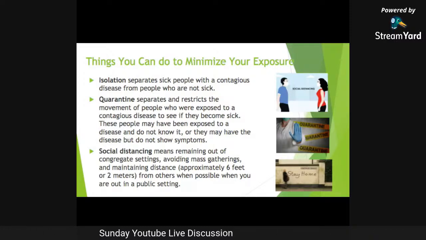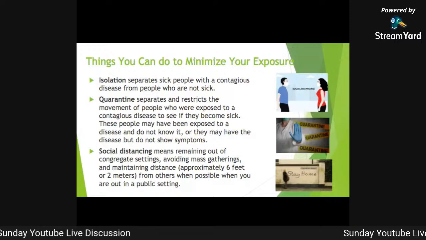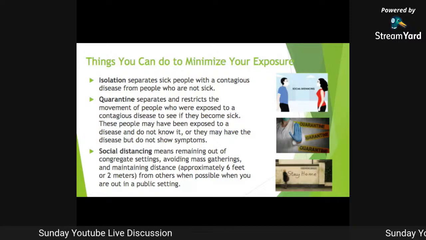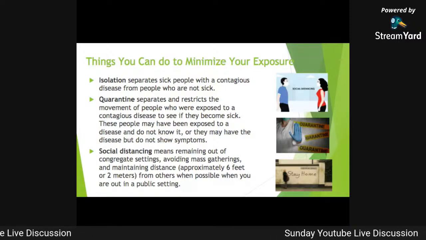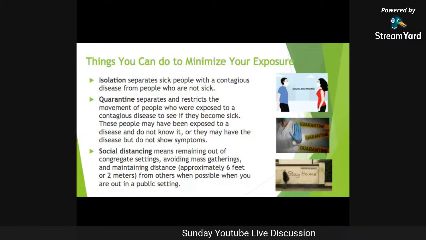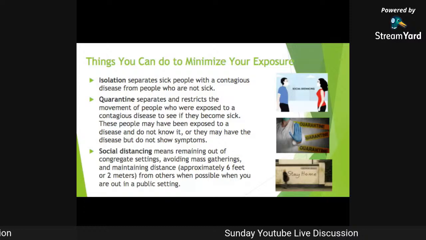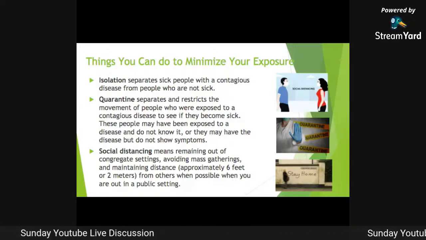Quarantining doesn't necessarily mean that you're sick. It just means that you're keeping yourself out of the public while you wait and see if you become sick. And hopefully you don't become sick, but you have to stay in quarantine during that incubation period. And if you do become sick, then you definitely have to isolate so that you do not make people that are not sick, sick.